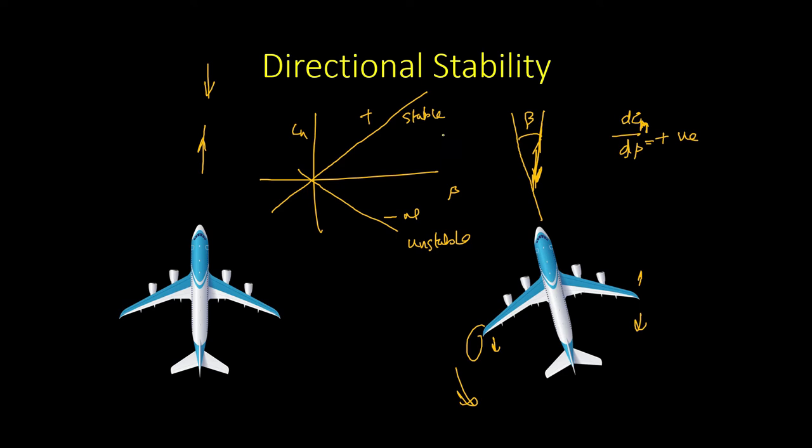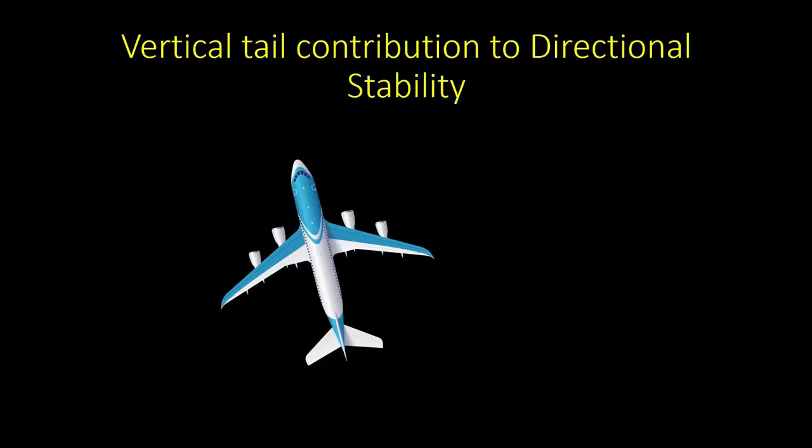Okay, now coming to the contribution of the vertical tail. Let us consider the aircraft again with some positive side slip. Now this airplane is having some positive side slip, and this is the vertical tail of the airplane. The air will strike the vertical tail from the right side.